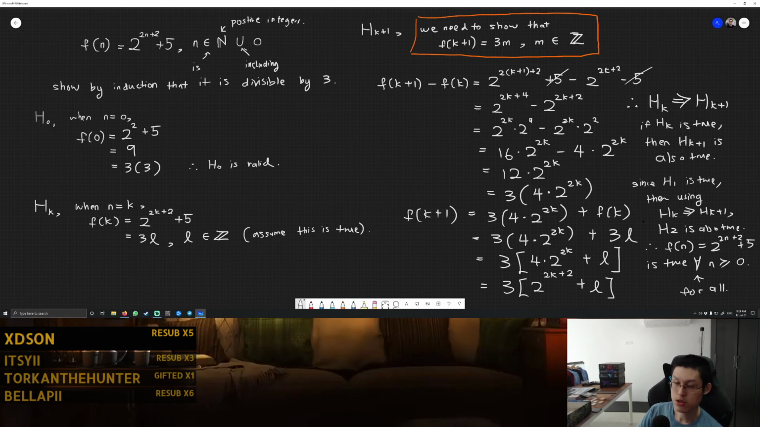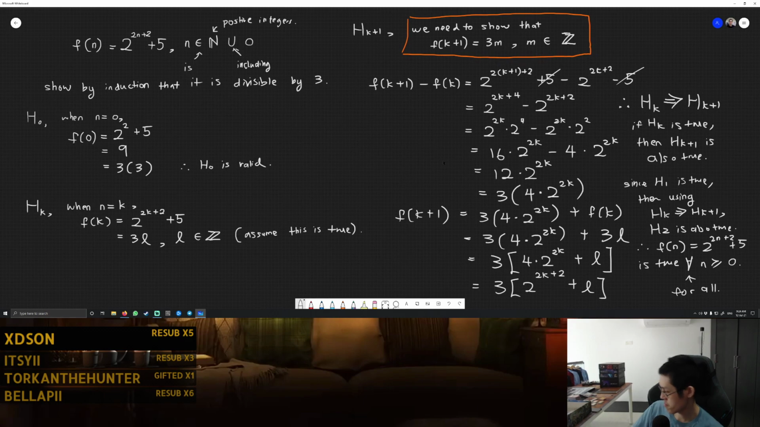So if H(1) is true, that means using this, H(2) must be true as well. And then using this again, H(3) must be true, and so on and so forth until infinity. So that's how you prove that it is true for all values of n. Okay, that's it. Right, let's do one more example.